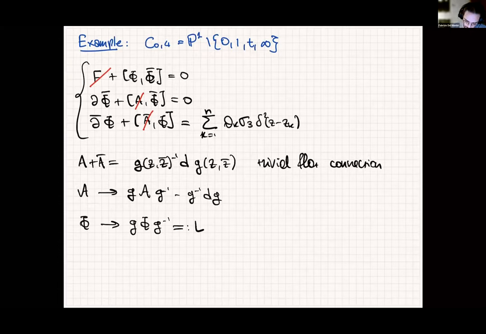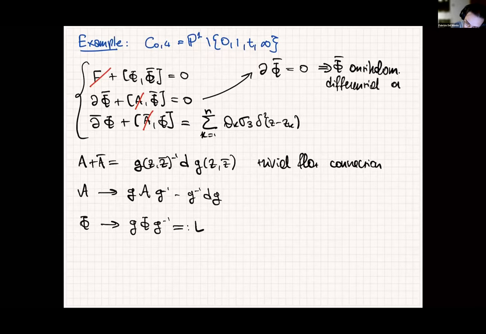So at the end, the second equation just tells us that D phi bar is equal to zero. So phi bar would be an anti-holomorphic differential on the Riemann surface. But there's no such object. There are no anti-holomorphic differentials on this Riemann surface, on a sphere. So phi bar in this case is just zero.